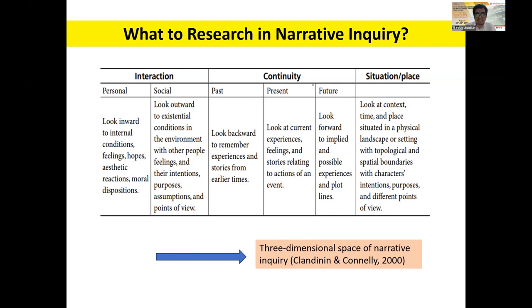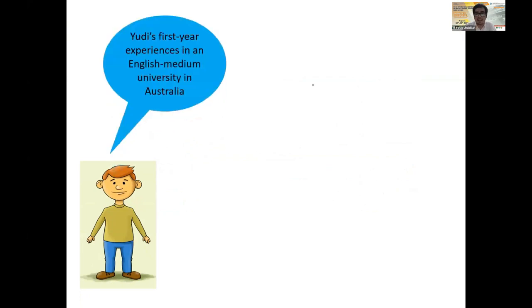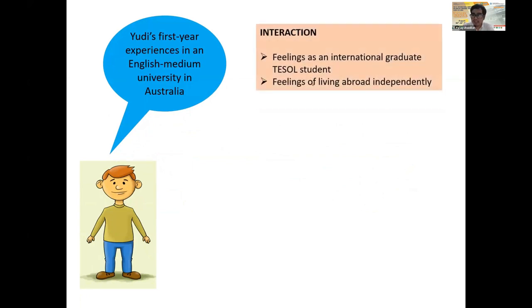Well, ladies and gentlemen, let's check together what specific aspects we could have with this topic for our narrative inquiry using the three-dimensional space of narrative inquiry by Clandinin and Connelly. First, interaction. The aspect that you may have is, first, feelings as an international graduate TESOL student in Australia. Remember, the first thing that you need to focus on in terms of interaction is personal feeling or personal idea. And then the second aspect, still personal, is feelings of living abroad independently, which is different from living in his home country. I think this is a bit similar to Ibu Husnul's answer, but I explained it with different vocabulary.